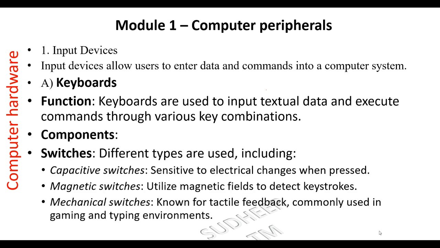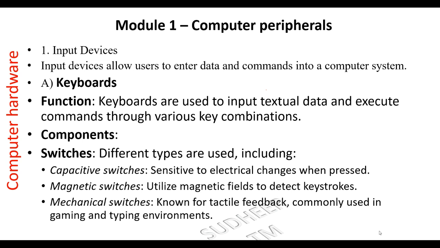And the components are switches. What is inside a keyboard? First and foremost, you can see throughout the keyboard a number of switches. Different types of switches include capacitive switches, sensitive to electrical changes when pressed. A capacitive switch changes its electrical properties when we hit a key. From that change in electrical properties, software or hardware can detect which key was pressed. Okay, and another is magnetic switches, which utilize magnetic fields to detect a key stroke or key hit.